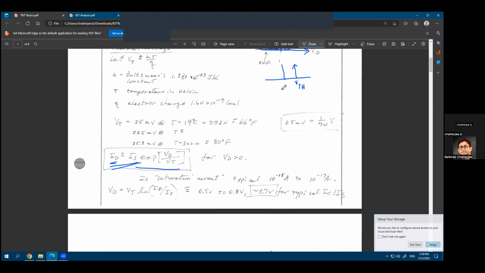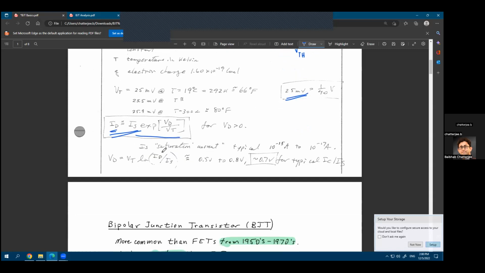Remember, VD is the forward bias, the voltage that you're applying across the diode, and VT is called the thermal voltage. So this is not the threshold voltage. This VT is the thermal voltage of the diode, which is KT over Q, and the value of the thermal voltage is about 25 millivolts. This is again just recapitulating what we learned when we studied diodes. Now IS is the saturation current, and typically the value of IS is in the range of 10 to the power minus 15 ampere, so 1 femtoampere, to let's say 10 to the power minus 17 ampere. So that's a very small amount of current that you expect from the diode.